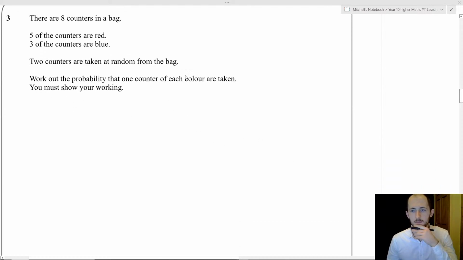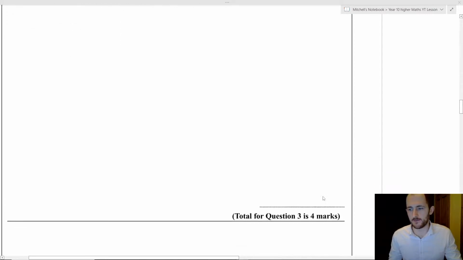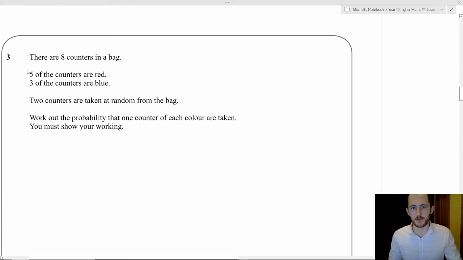So again, this one, you may have noticed in the previous questions, it kind of holds your hand a little bit, right? It takes you through it. But this one is just a 4-mark question, straight away. You have 5 red, 3 blue counters. 2 counters are taken at random. Work out the probability that one of each colour is taken.